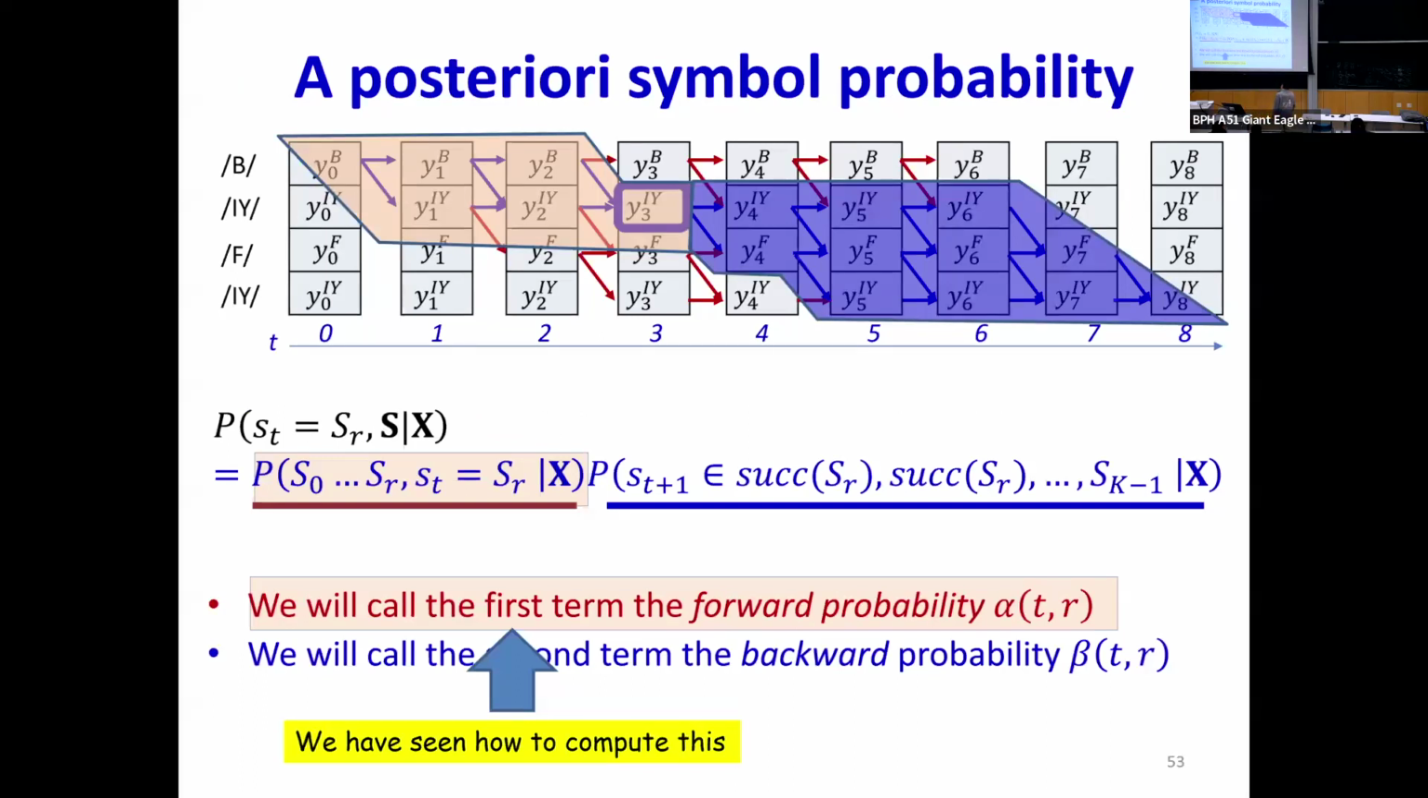Okay. So now we've computed alpha t,r for every node in the graph. We've seen how to compute this.